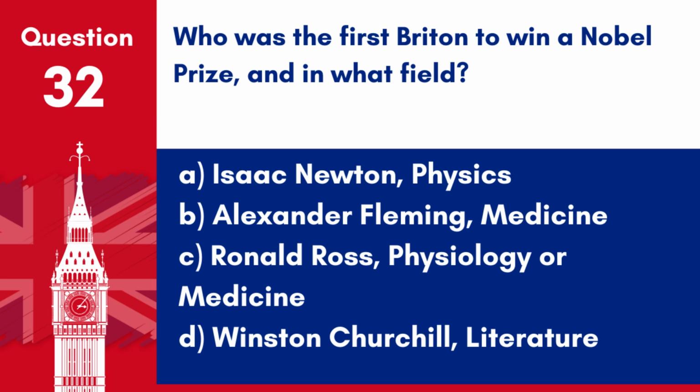Question 32. Who was the first Briton to win a Nobel Prize, and in what field? A. Isaac Newton, physics. B. Alexander Fleming, medicine. C. Ronald Ross, physiology or medicine. D. Winston Churchill, literature. Answer: C. Ronald Ross, physiology or medicine. Ronald Ross was the first Briton to win a Nobel Prize, awarded in 1902 for his work on the life cycle of the malaria parasite.